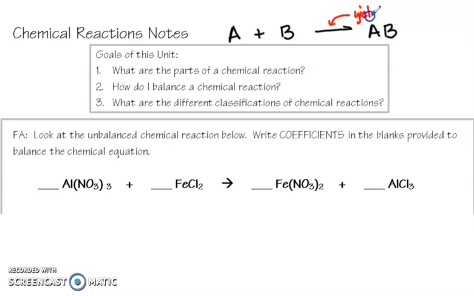Y-I-E-L-D, a yield sign, and there are some substances before the yield sign and some after. The yield sign points in one direction, of course, and the ones prior to the arrow are called reactants. The ones after the yield sign are the products.